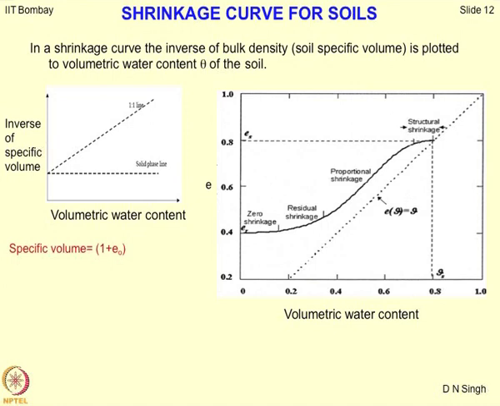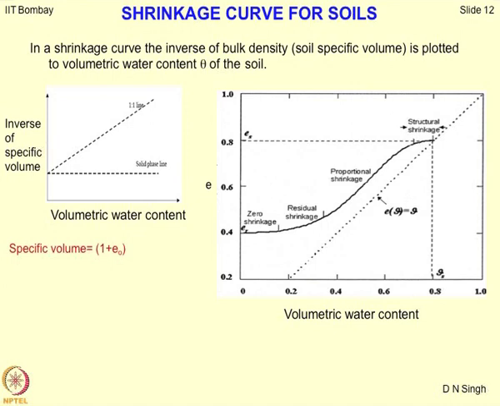The point of interest here is to understand what type of shrinkages are appearing in the system. So, you may have some structural shrinkages which are very important for the stability of structures which are founded on the soil mass. You may have some residual shrinkage which is a sort of an inherent property of the material, and this much volumetric deformation you are going to expect for any volumetric moisture content of the soil mass.